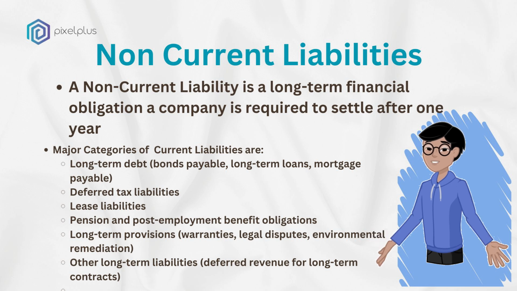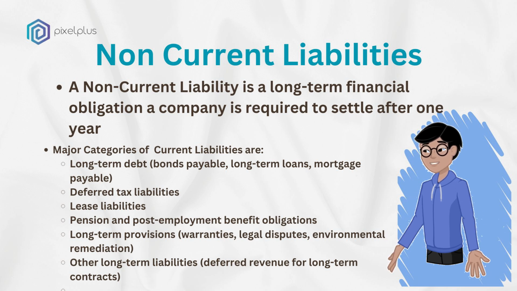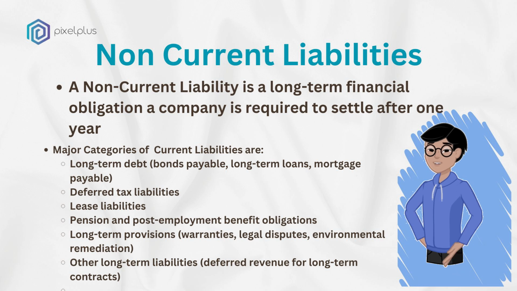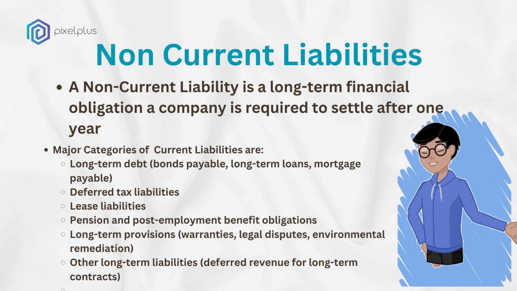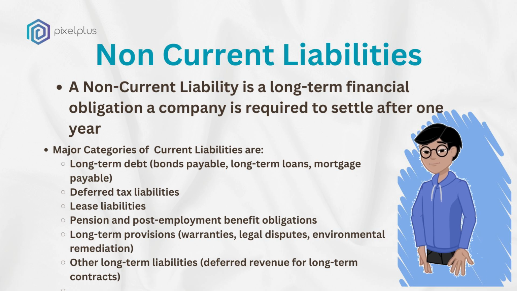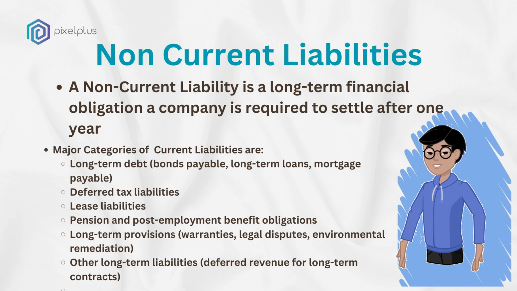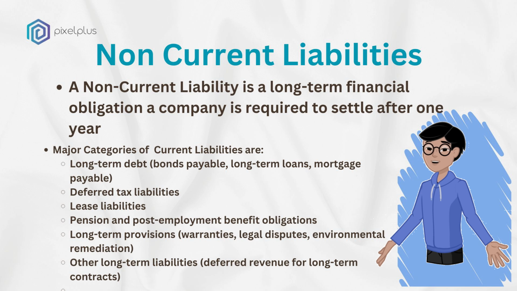So what are some major categories of non-current liabilities? The first is long-term debt, such as bonds payable and long-term loans. We have also got mortgages. So these are our non-current or long-term liabilities. Then there are deferred tax liabilities and lease liabilities. We can say the lease we are getting for 10 years or 5 years, so the lease is our liability. Pension: we will pay the pension to our employees at the end of their services. If our worker is working for more than 5 or 10 years, it is our liability to pay him, and we will pay him after more than 1 year.